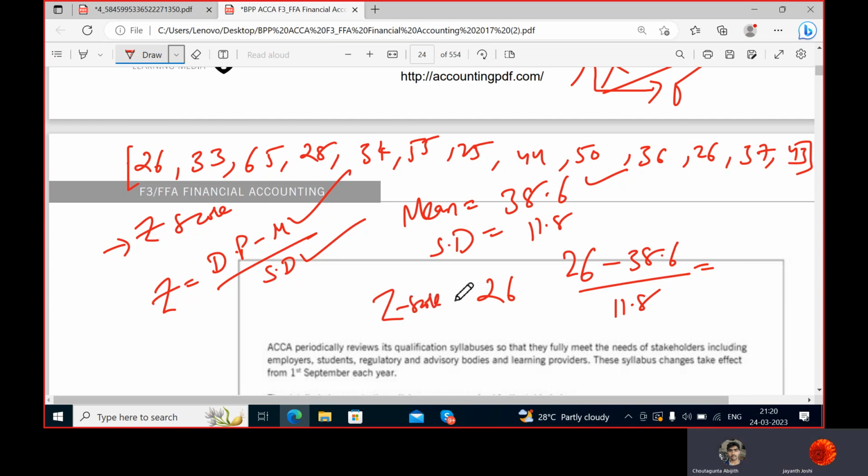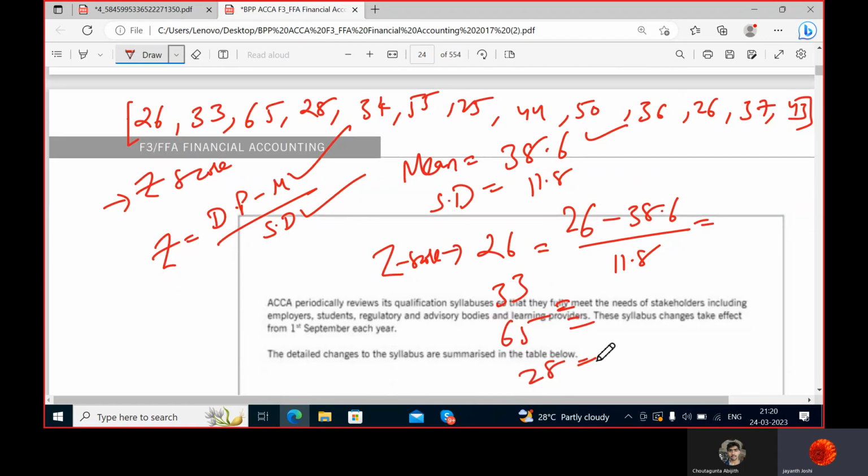Z score for 26 you will get. Then in the same way the Z score for 33 also you can get. Z score for 65 also you can get. Just find out for 4 values and tell me, because one interpretation I need to give.